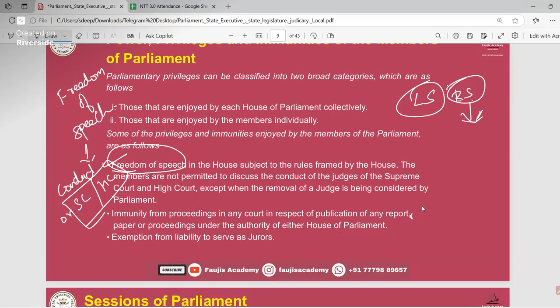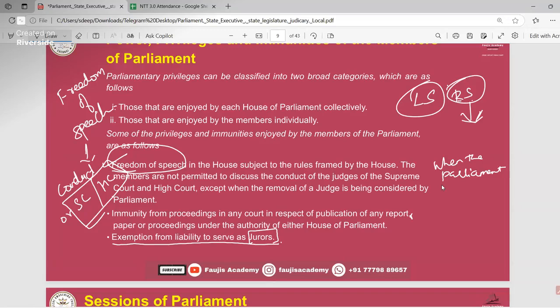You get exemption from liability to serve as jurors. That is, when the Parliament is in session, right? You can deny to be a juror in any court, right? So that is an individual privilege which is given to a member. Can someone explain to me what a juror is? Anyone? It's related to jury, right? I've given you a hint. Can someone explain? Okay, I'll tell you.